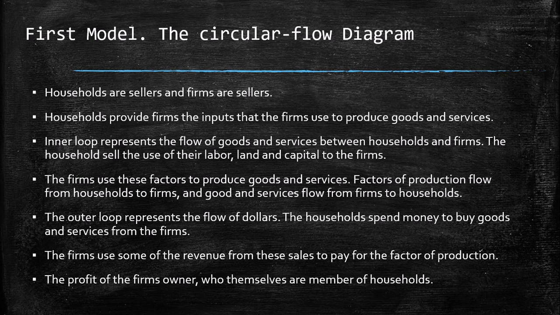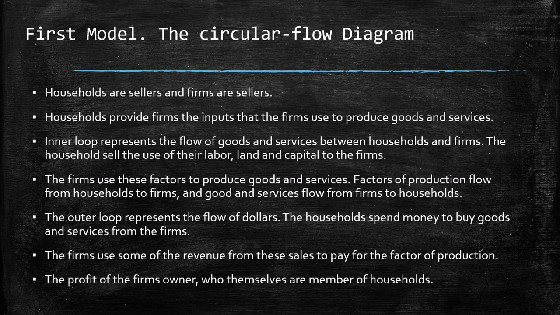In the circular flow diagram, we see an inner loop, an arrow which represents the flow of goods and services and factors between the households and firms. The households sell the use of their labor, land, and capital to the firms. As we said before, the households sell the factors of production, and on the other side, the firms use these factors to produce goods and services. So the factors of production flow from the households to the firms, because the households are the owners of them, and the goods and services flow the other way, from firms to households.